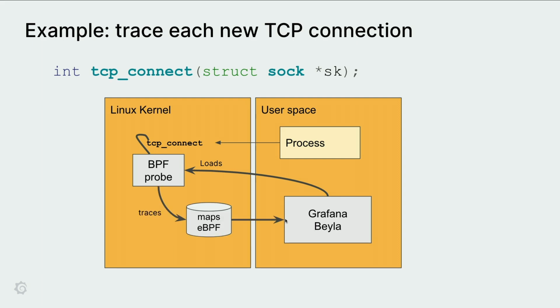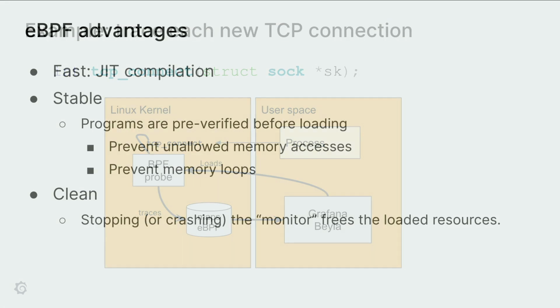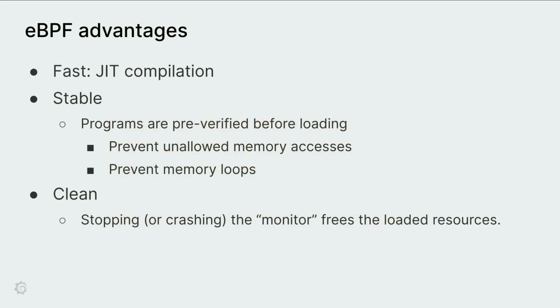So eBPF provides maps, which are different data structures, like dictionaries, but also some kind of queues, ring buffers, and so on. That way, the instrumenter process can get back this information and then can build and aggregate the metrics and do whatever they need. So what are the advantages of eBPF?